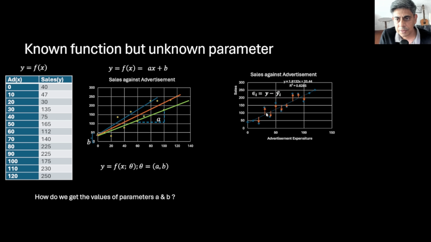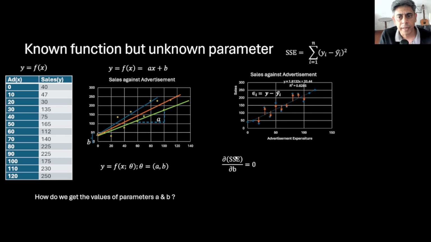Therefore, if this is the y hat and this is y, the difference between these two is epsilon or error. If we sum up all this error, which is the sum of squared error, basically differences are squared so that we get the absolute value, and then if we sum them up all together, we get the total error. Our objective is to minimize this error.